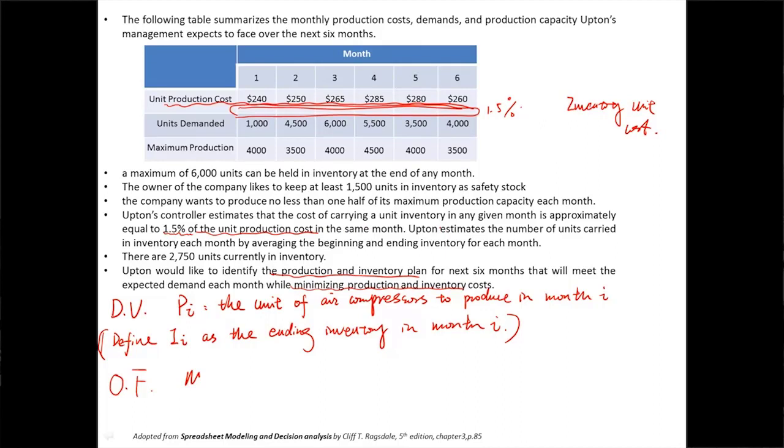What we need to pay attention to here is whether we should use the ending inventory, the beginning inventory, or the average inventory when we calculate this inventory cost. Here you can see they estimate the number of units carried in inventory each month by averaging the beginning and ending inventory for each month. So it's not the beginning or the ending inventory, it should be the average inventory. That makes sense too, right? It depends on how many units are carried on average.